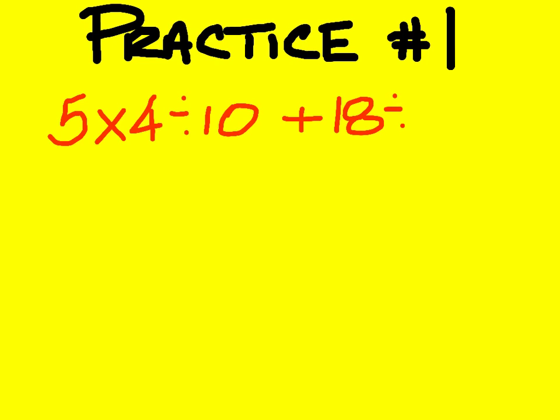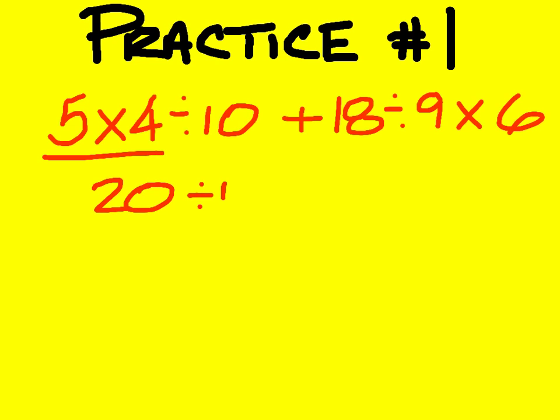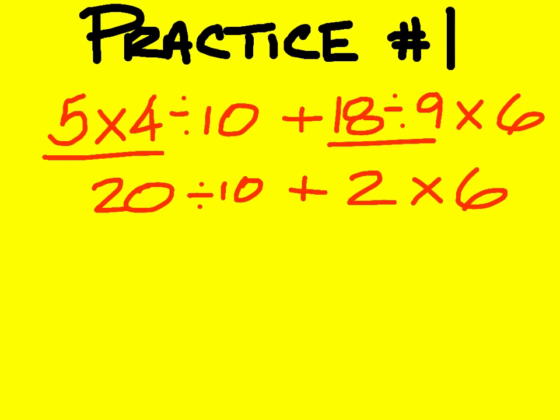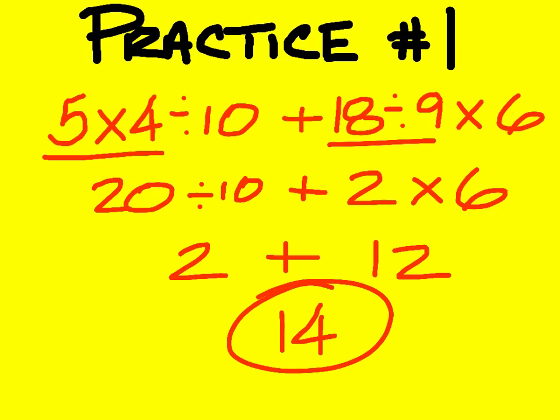Practice number 1. 5 times 4 divided by 10 plus 18 divided by 9 times 6. For the practice problem, you have 5 times 4, which is 20. And then over here you have 18 divided by 9, that's 2. Now do 20 divided by 10 to get 2. And 2 times 6 is 12. Answer is 14. If you have that, come and get it.